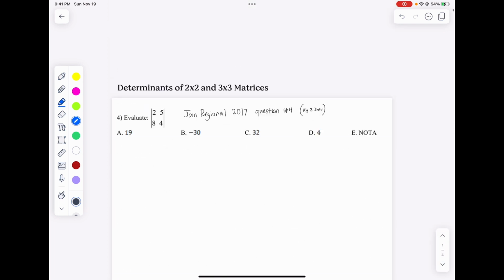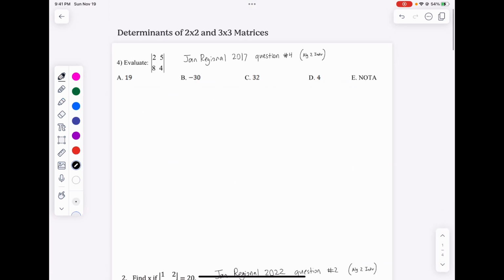So you can apply that to some of these questions. It says evaluate this 2x2 matrix 2, 5, 8, 4, and you know it's the determinant because it has a straight line. So you can do 2 times 4 minus 5 times 8 equals the determinant. In this case, 8 minus 40 equals negative 32. So you know this would be NOTA.